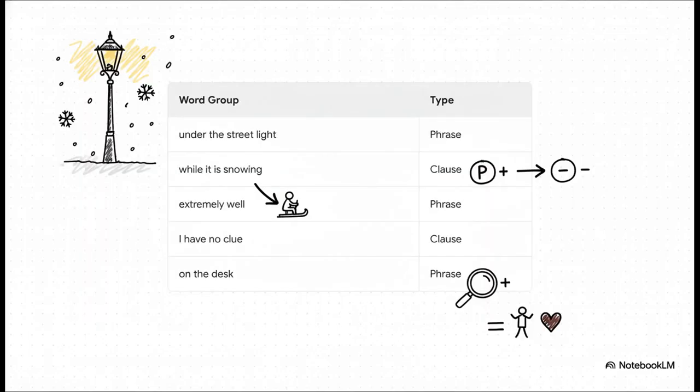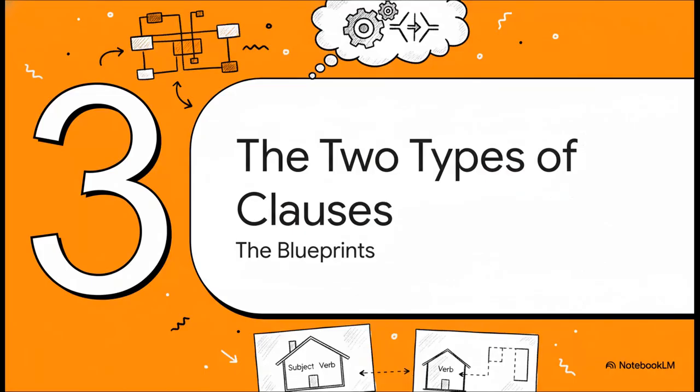Let's play a quick round. Under the street light. No real action, no verb. That's a phrase. How about while it is snowing? We've got a subject, it, and a verb, is snowing. Bam! That's a clause. See the pattern here? That subject-verb combo is the magic ingredient. All right, so now that we know how to spot a clause, let's check out the two main blueprints for them. This is where the real construction work and the fun begins.